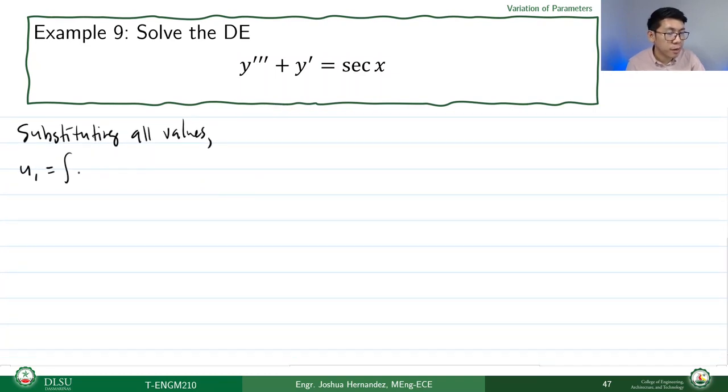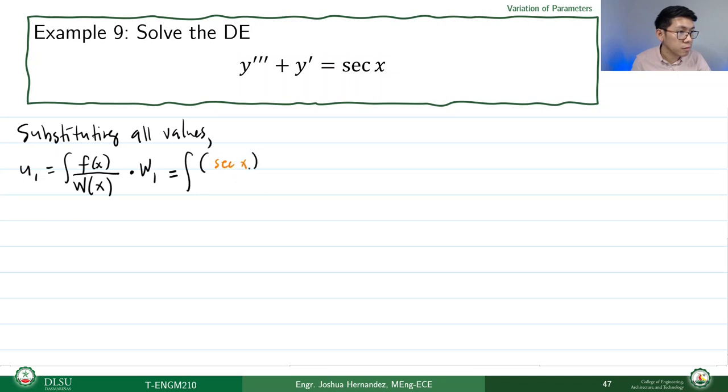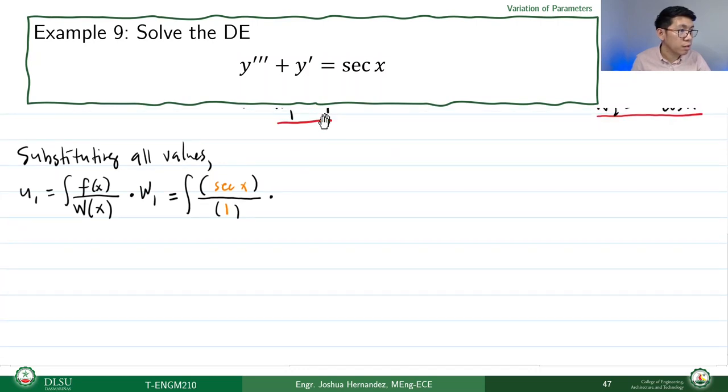Substituting all values. Sige, lagay ko na rito para may reference tayo. This will become F of X all over yung Wronskian natin, W of X, and then multiplied by W1. So this will become the integral of what is our f of x, yung ating secant x, all over ano yung Wronskian natin? Yes, 1. And then multiplied by what is our w sub 1? 1. 1 din. And of course dx. Okay?